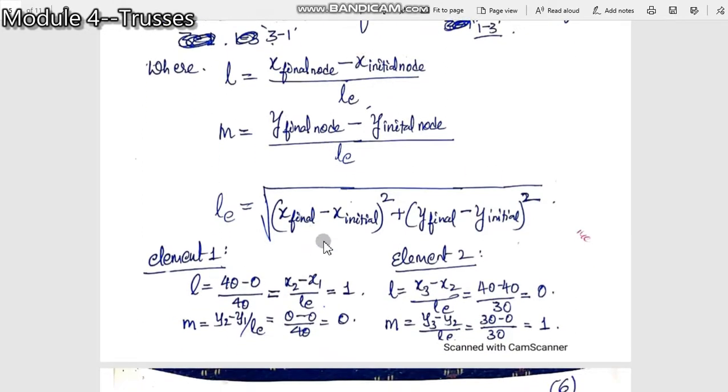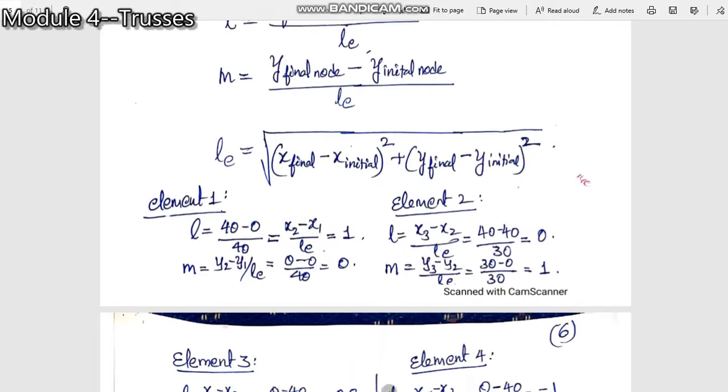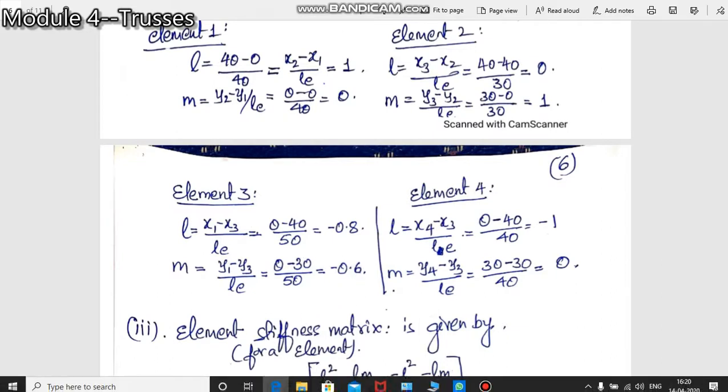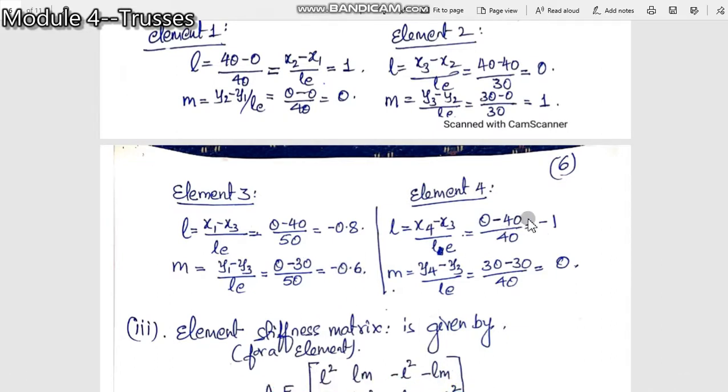Keeping all this in mind and the nodal table, you can find L and M for all the elements. For example, for element 1, L is the final x, 40, minus the initial x, 0, divided by the length, 40. So, you find L is 1, M is 0. You can do the same for element 2, where you get the values 0, 1. For element 3, you get minus 0.8, minus 0.6, and similarly for element 4.